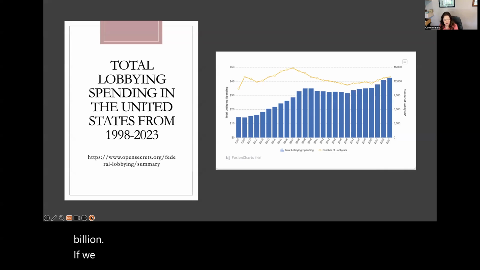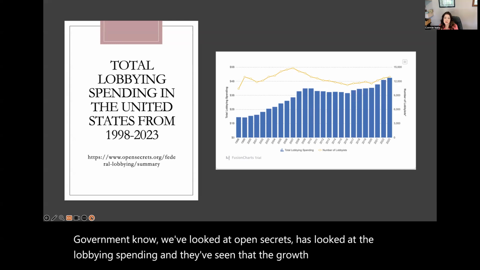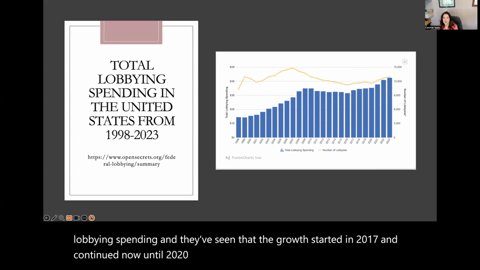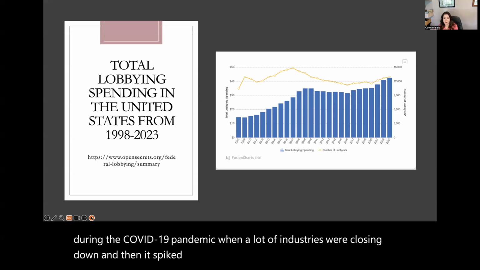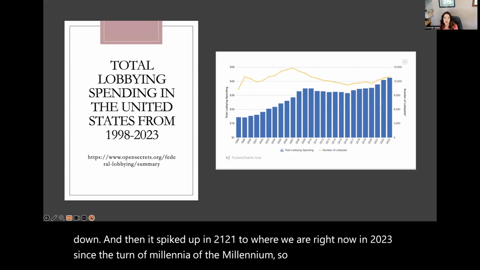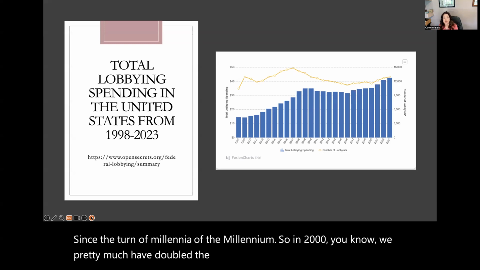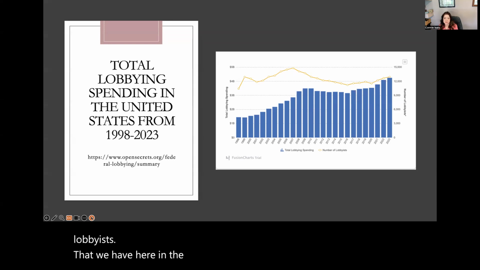If we look at government, Open Secrets has looked at the lobbying spending, and they've seen that the growth started in 2017 and it's continued until 2023. We saw that lobbying flattened out a little bit during the COVID-19 pandemic when a lot of industries were closing down. And then it spiked up in 2021 to where we are now in 2023. Since the turn of the millennium, so since 2000, we pretty much have doubled the amount of spending and the number of lobbyists that we have here in the United States.